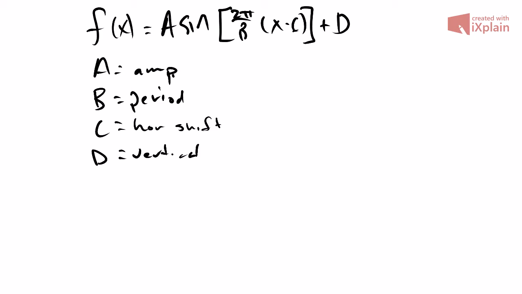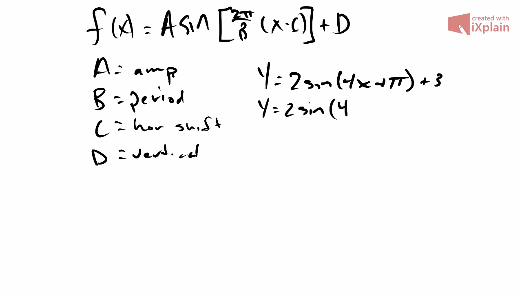Okay, so y equals 2 sine of 4x plus pi, plus 3. Now we need to get it in this form because this is of x and this is not. So what we're going to do is do y equals 2 sine, right? And I'm going to pull 4 out, which gives us x plus pi over 4, because 4 times x is 4x, and 4 times pi over 4 is just pi. Yeah, so there's that, and then plus 3.